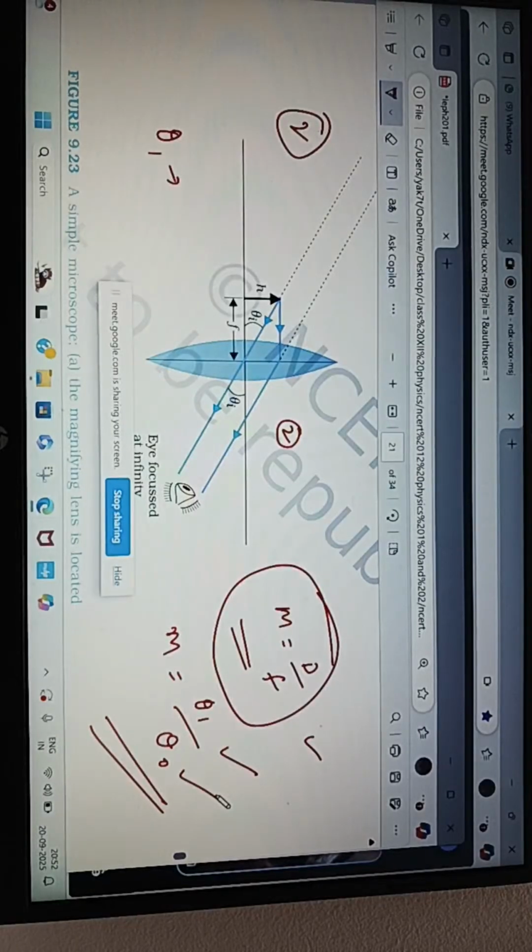They will ask you to define linear magnification and derive the expression for linear magnification of a simple microscope. For that, what you have to write? Linear magnification definition, h dash by h, and it is derived as 1 plus d by f. Second question, what will they ask? Draw a diagram to derive the angular magnification and write its equation. Write and derive, they will ask.